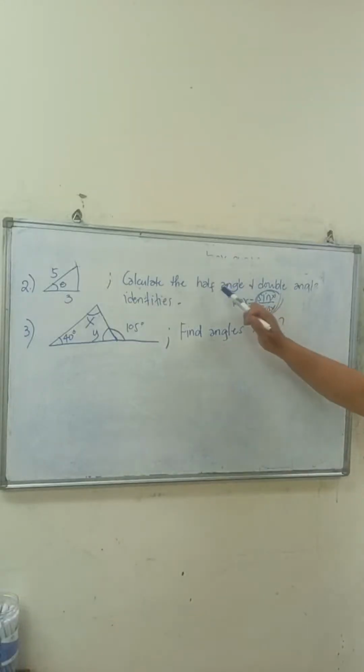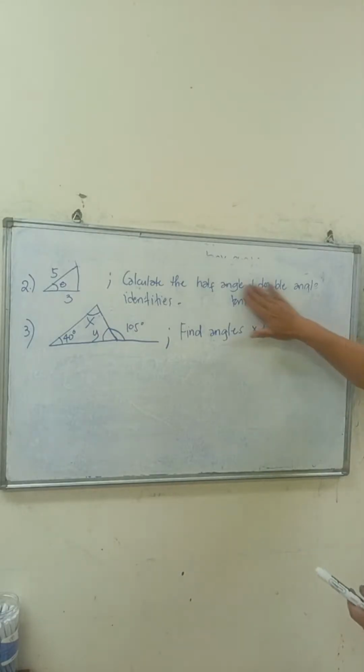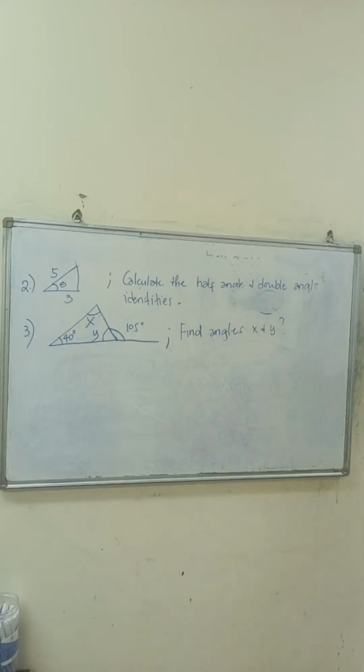So calculate the half angle and double angle identities. Nakaka-high blood. Nasira yung mode ko. Hay nako. Okay, things like that. Okay. Going back to this, calculate the half angle and double angle identities.